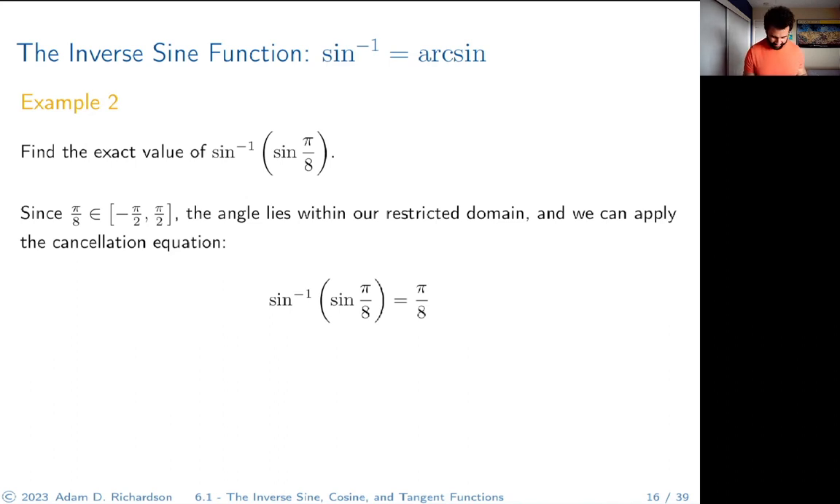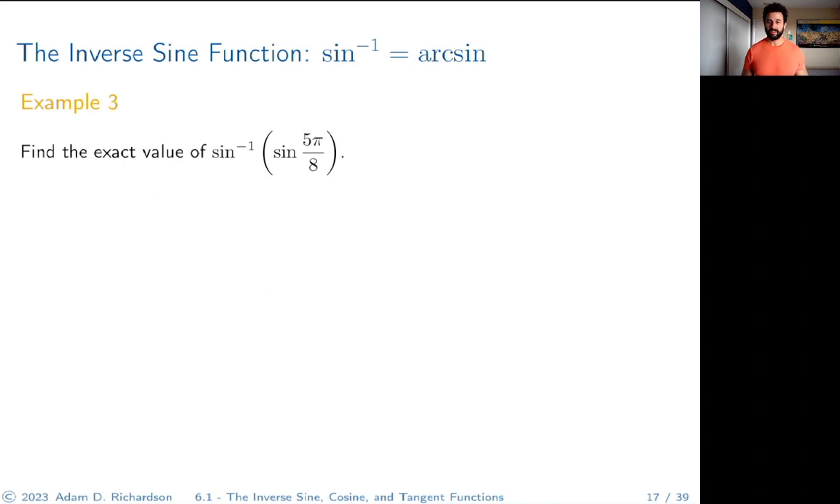So pi over 8 is within our restricted domain, negative pi over 2 to pi over 2. So that means that the cancellation equations apply. They apply outright. These things cancel each other out, and you're left with pi over 8. There you go.